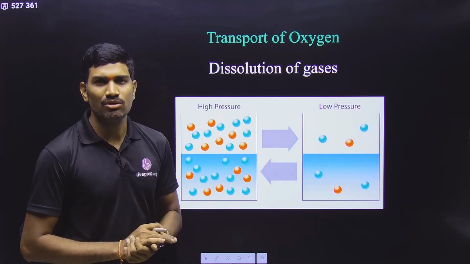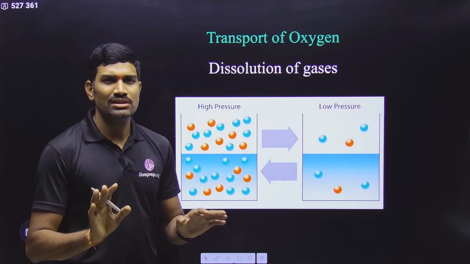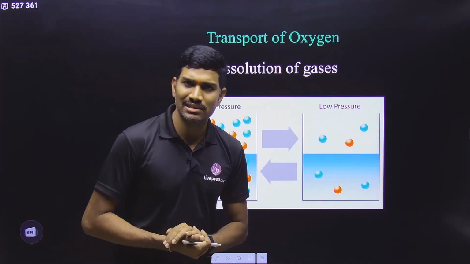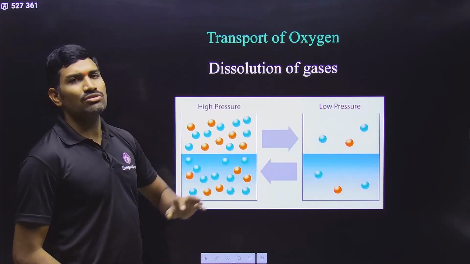So the basic structure of hemoglobin and the oxygen dissociation curve, up to that we will study. The remaining points of the oxygen dissociation curve we will see in the next lecture. Clear? First we will see dissolution of the gases.